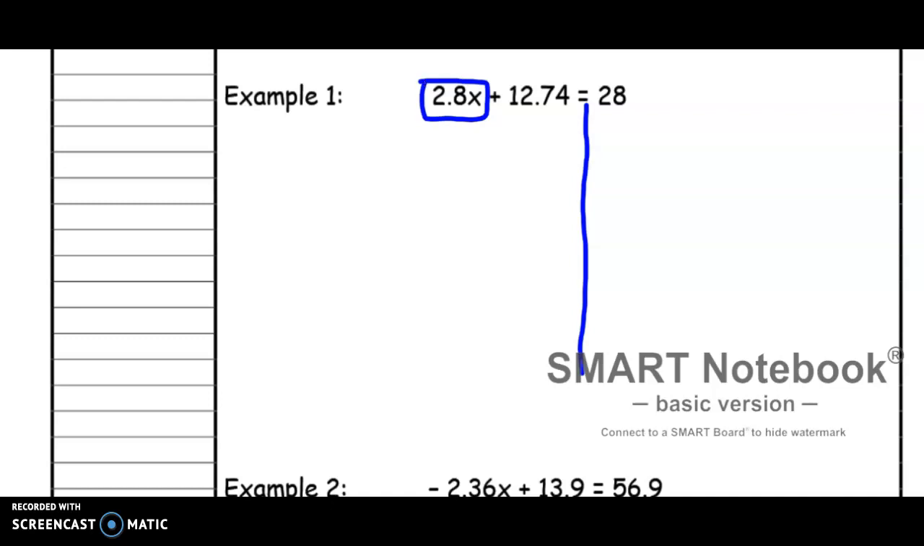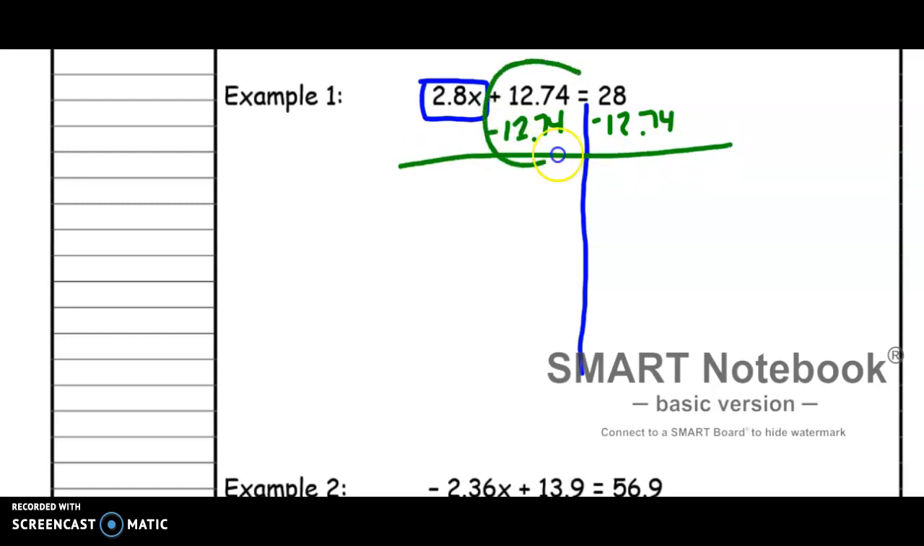So our next step is going to be to get rid of positive 12.74. And the only way we can do that is to subtract 12.74. So underneath both sides, we're going to subtract 12.74. So right here, we've eliminated that term, and we're going to bring down the 2.8x.